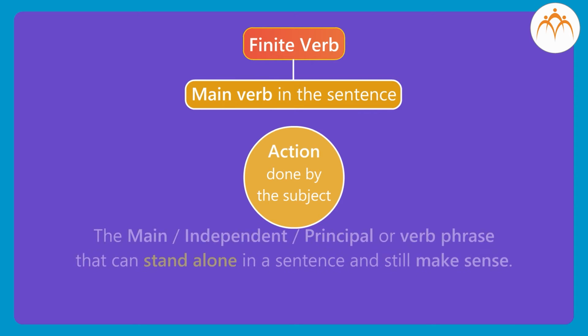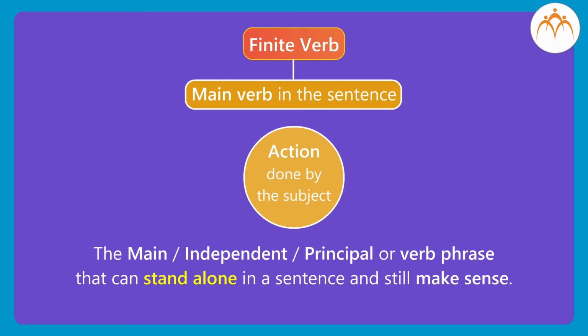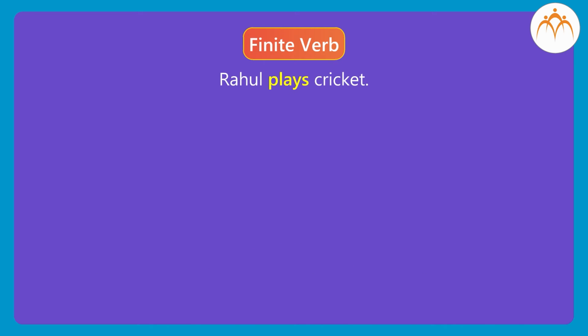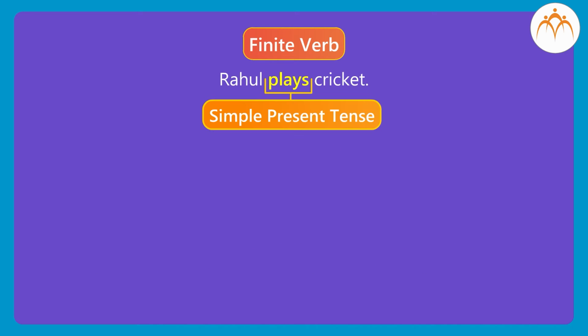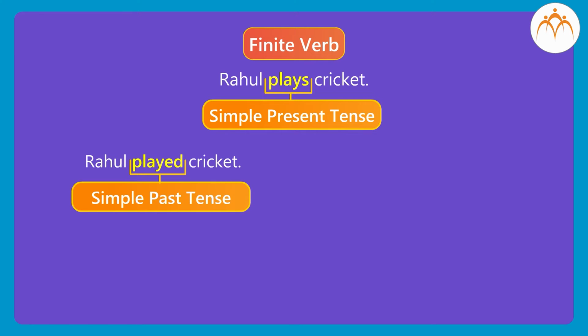Finite verbs can be a part of the main or independent or principal verb phrase that can stand alone in a sentence and still make sense. To understand its basic concept, let us study the example below. Example: Rahul plays cricket. The above example is in simple present tense and it can be changed into other tenses if needed as below. Rahul played cricket, simple past.